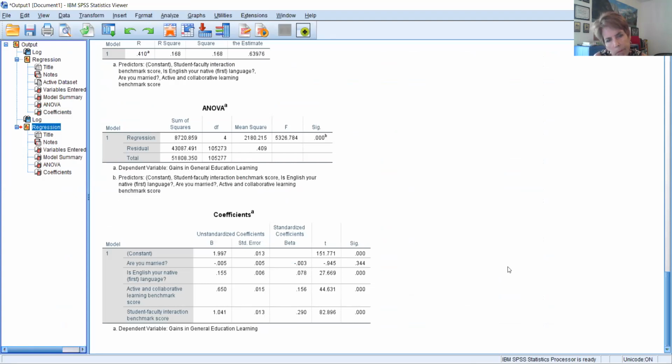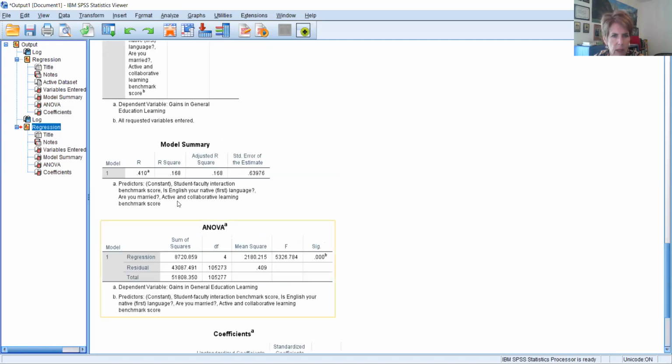So of all these variables, the one that is the strongest predictor of gains in general education is frequency of student-faculty interaction. But active and collaborative learning also predicts, and so does not having English as your native language. So what I would report are these regression coefficients and their significance. You could report the whole table if you wanted to, but the key things are those, the ANOVA F and significance, and this R squared.